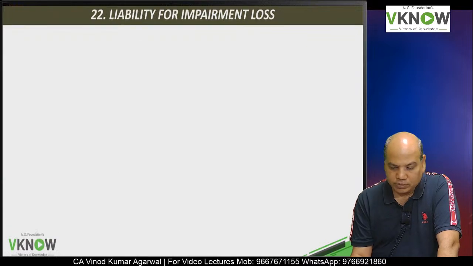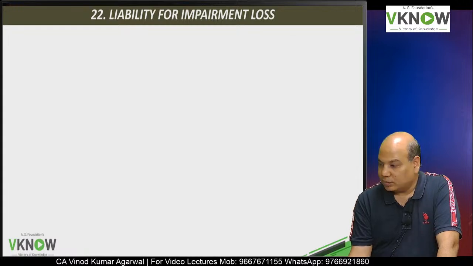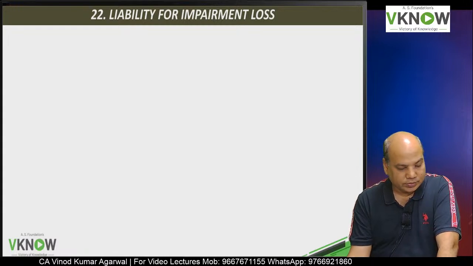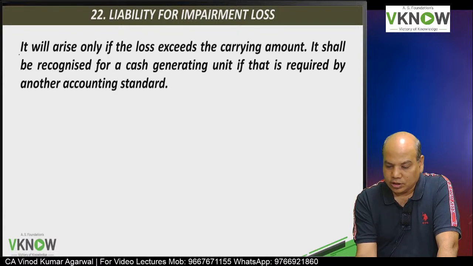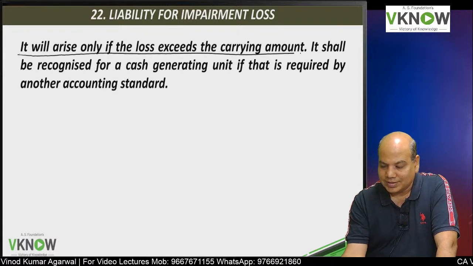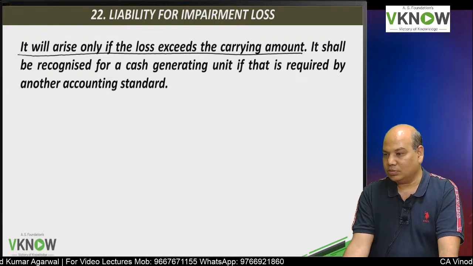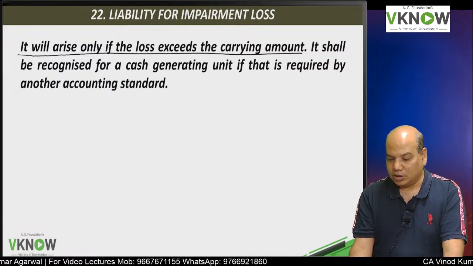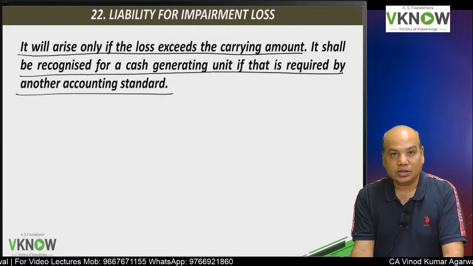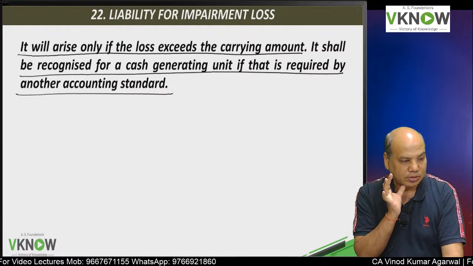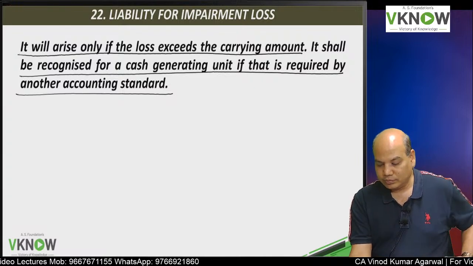Come to paragraph number 22, liability for impairment loss. Liability for impairment loss will arise only if the loss exceeds the carrying amount. It shall be recognized for a cash generating unit if that is required by any other accounting standard. What is that?